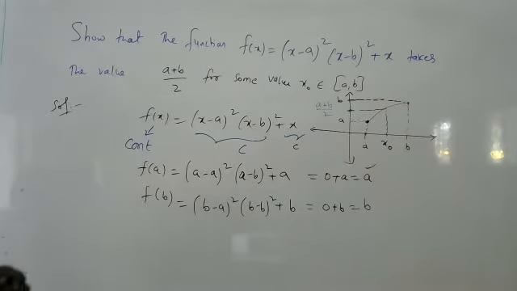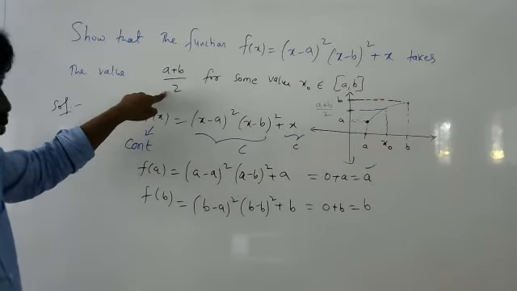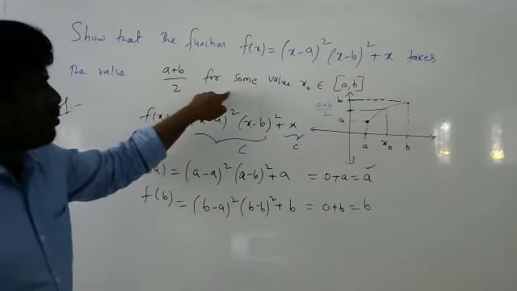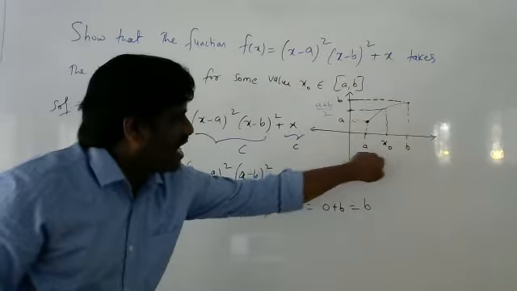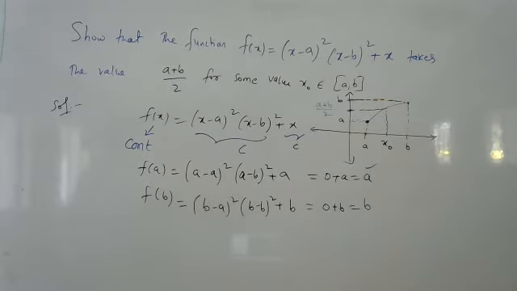According to the mean value theorem, I can say that for some (a plus b) by 2, there will be x naught in (a, b). Hence, it is proved by using the mean value theorem.